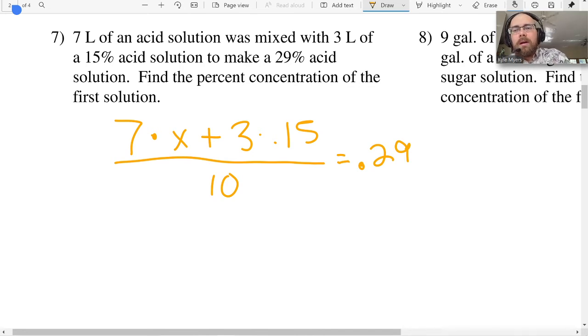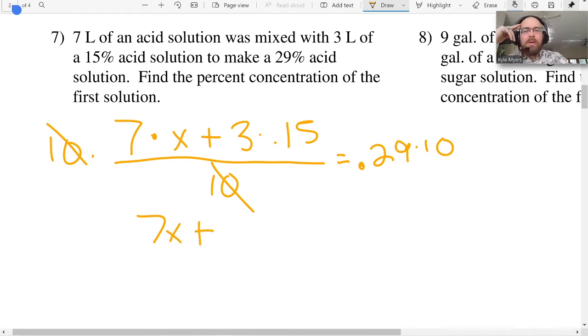So here we go. We're going to multiply both sides by 10 first. Multiply by 10, cross out. 7x plus, what is 3 times 0.15? That would be 0.45. You can either do that in a calculator or you can just kind of memorize it.